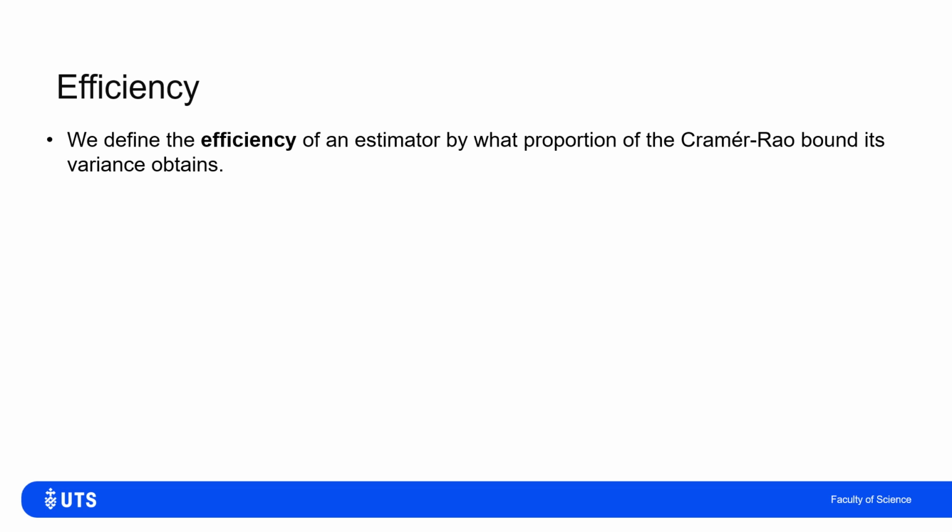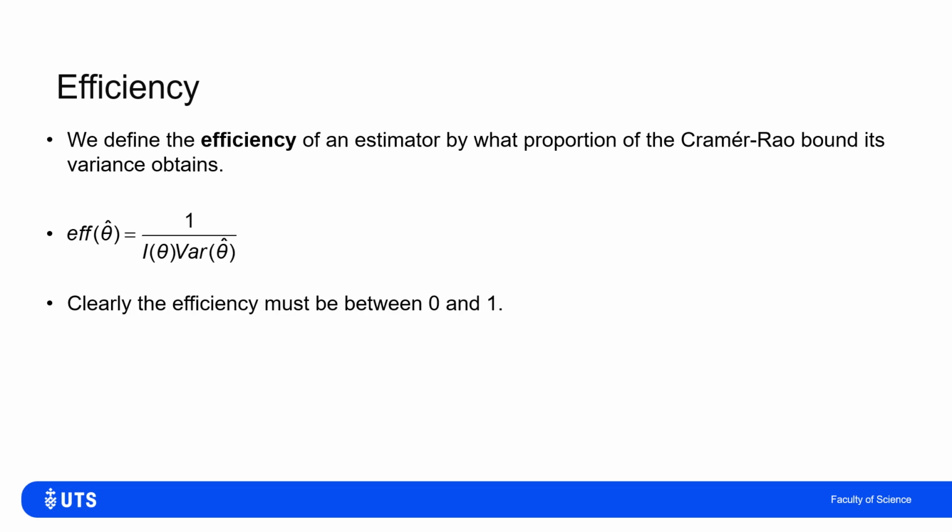We can define the efficiency of an estimator by saying what proportion of the Cramér-Rao bound the variance is. So we define the efficiency of theta hat as 1 over the Fisher information times the variance of that estimator. So the efficiency, therefore, because variance is non-negative and Fisher information is non-negative, has to be between 0 and 1.